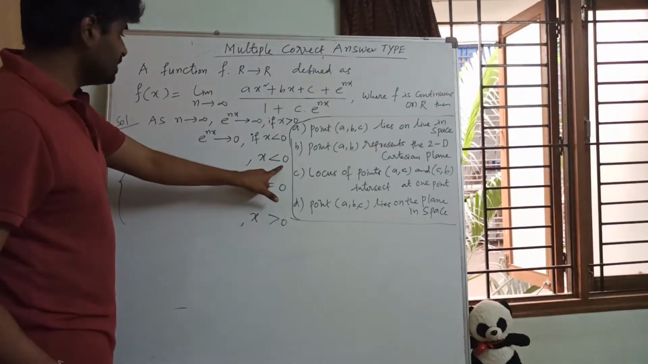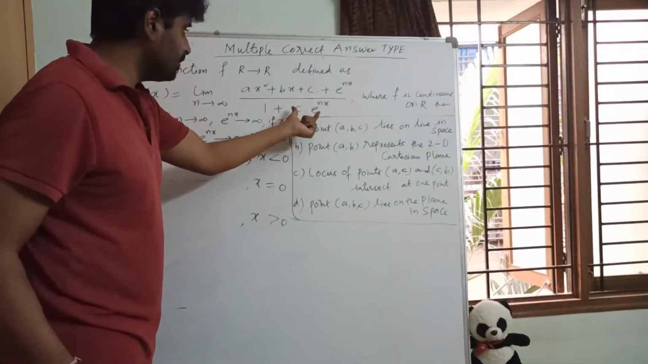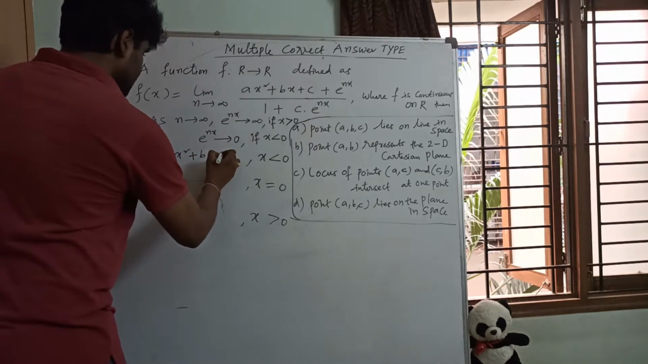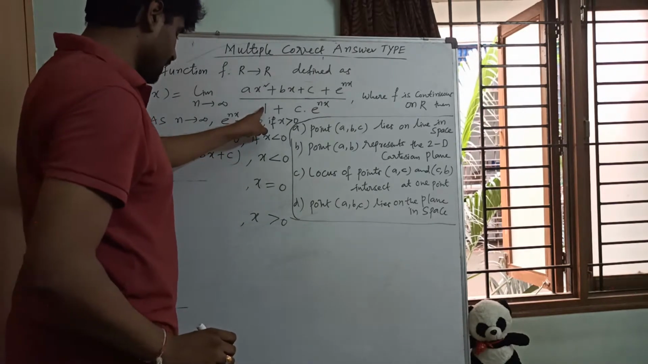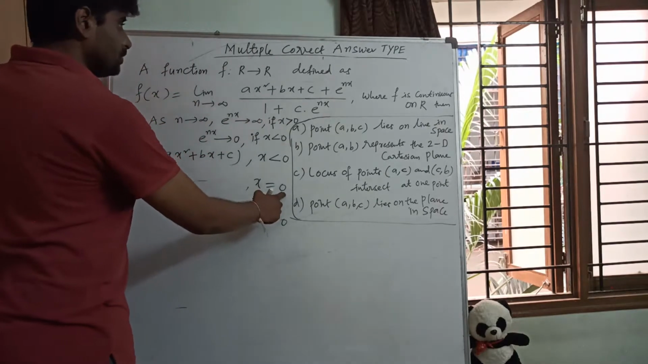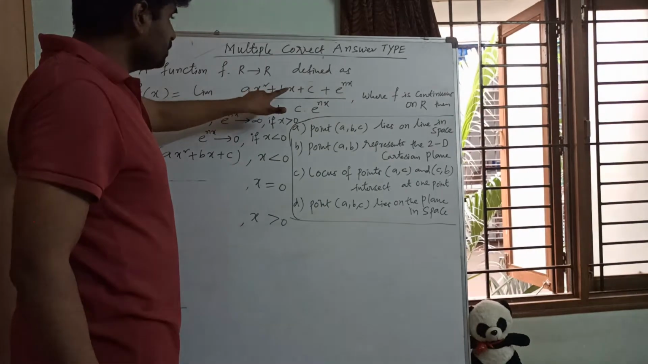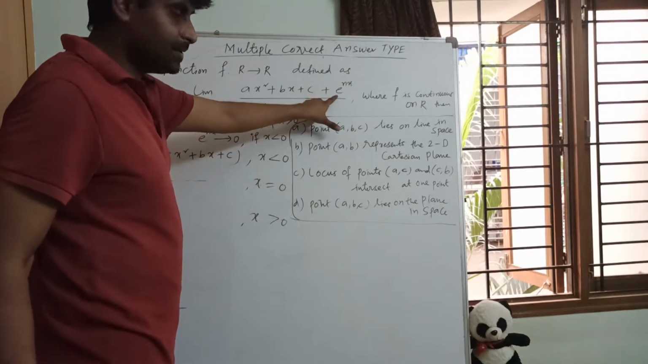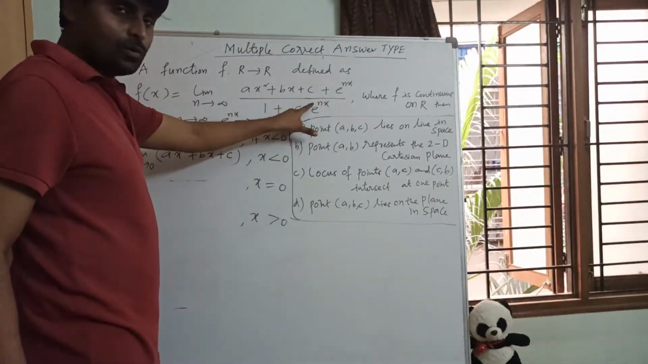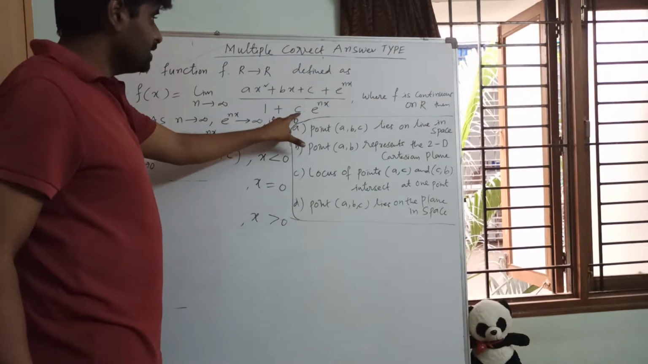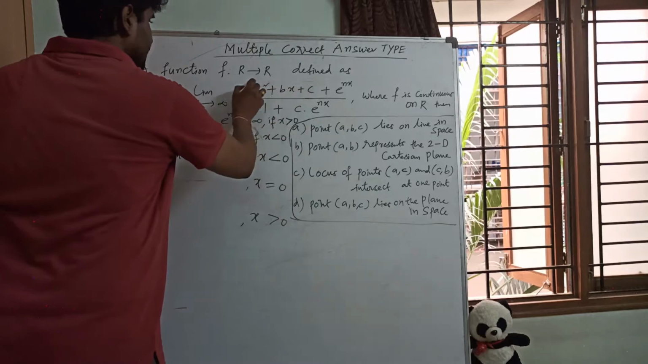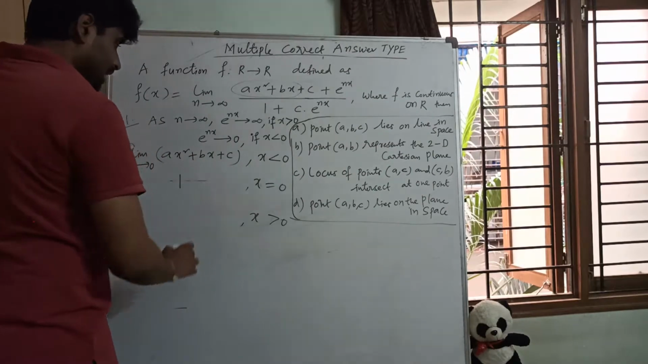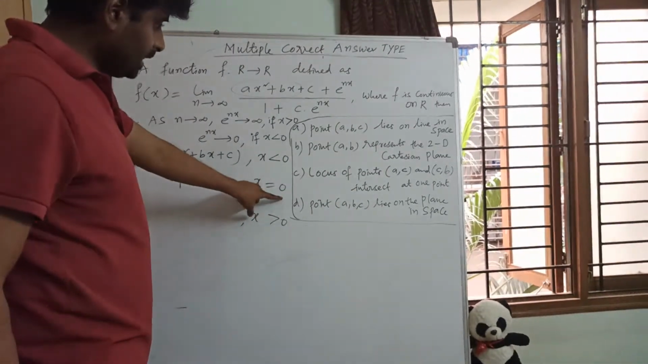For x less than 0, this value will become 0, this one 0. Now what will be left? ax square plus bx plus c by 1. Whenever x equals 0, when you put 0 here, it is 0, 0, and here e power 0 is 1. So c plus 1 by 1 plus c, that is 1. Hope you understand, whenever you substitute 0 directly in place of x.